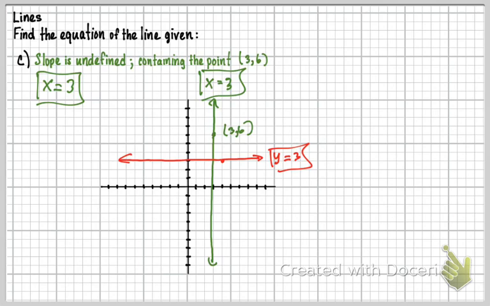And again, if it's a horizontal line, my slope is 0. If it's a vertical line, my slope is undefined.